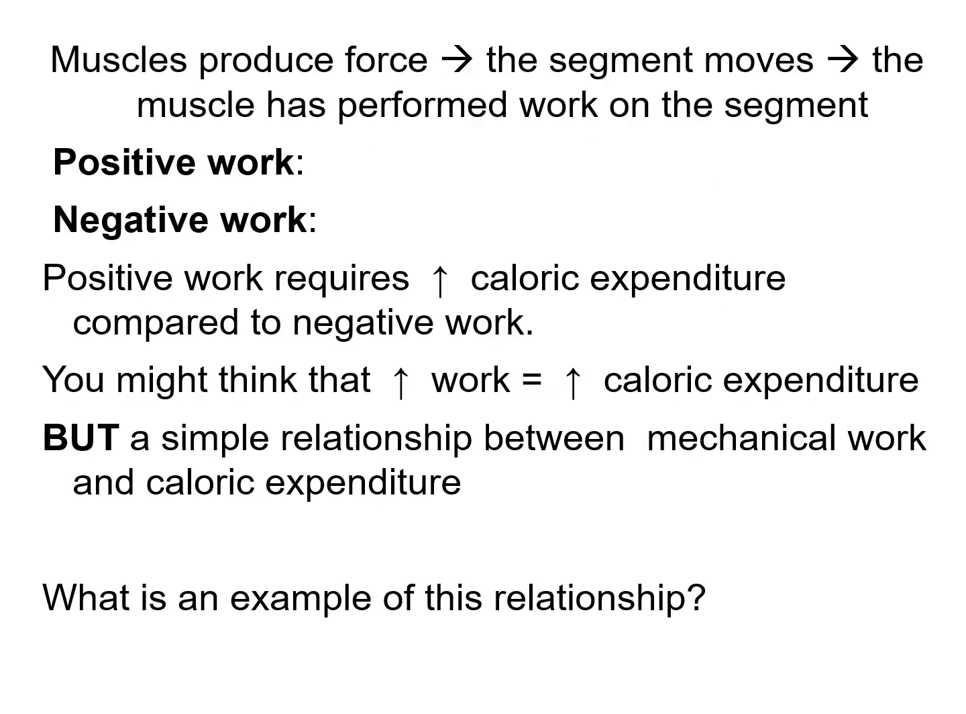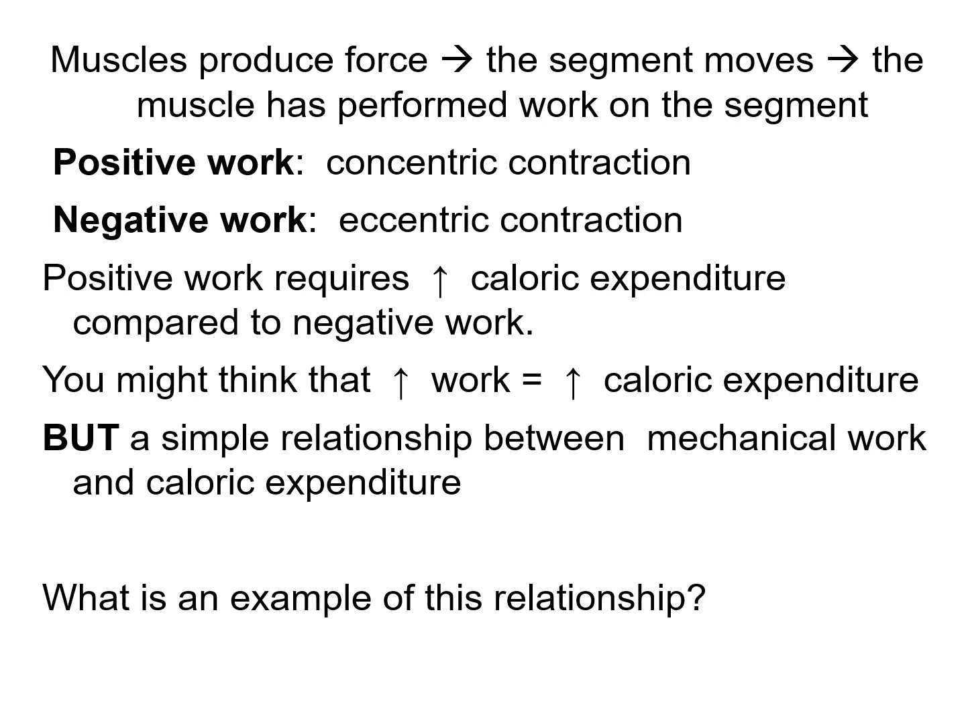So muscles produce force, the segment then moves, and the muscle has performed work on that segment. For positive work, we're looking at a concentric contraction. Negative work is an eccentric contraction. Positive work requires an increase in caloric expenditure, okay, compared to negative work. So you can think that increased work equals increased caloric expenditure.